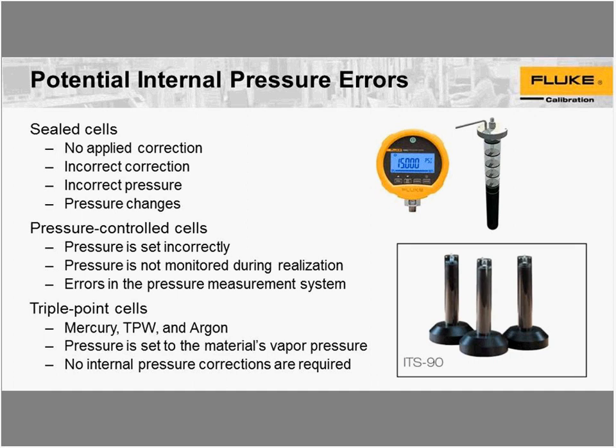If you're using a pressure-controlled cell, there aren't a lot of these being used in industry, but they are used a lot at the NMI level, so NIST, NRC and different NMIs throughout the world. Pressure-controlled cells get a little bit lower uncertainties. But with these, we have had experience with pressure being set incorrectly. A gauge says it's 1 atmosphere, but someone realized that the valve wasn't open to connect the gauge to the fixed point cell, so they didn't know what the pressure was inside the cell. Or the pressure was not monitored during realization. The pressure was set at one point and forgotten about, and it changed because of a leak and wasn't noted. And then there could be problems in the pressure measurement system: the pressure gauge has a problem, or again, there's a bad valve, or a number of different problems that could happen.